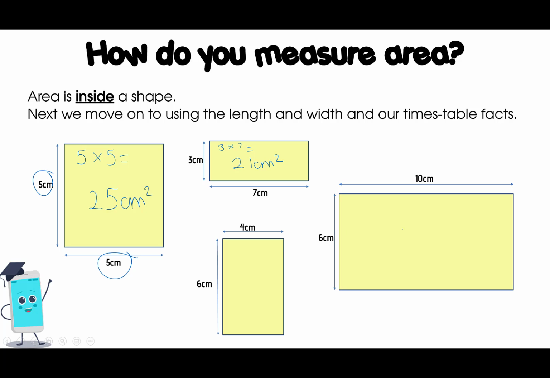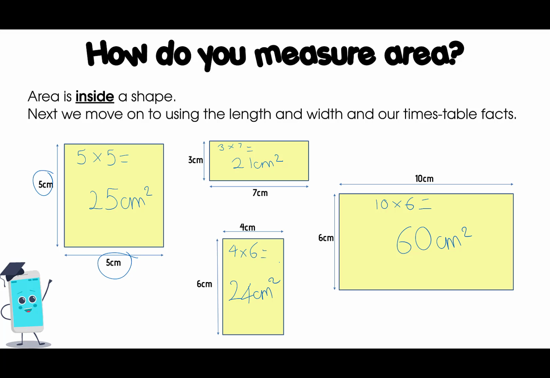If I go along to this one, we are doing 10 times 6. These meet at a right angle. I've got my length and my width, which equals 60 centimeters squared, and finally I've got my 4 times 6. They meet at a right angle. It's my length and my width. 4 times 6, which is 24 centimeters squared.